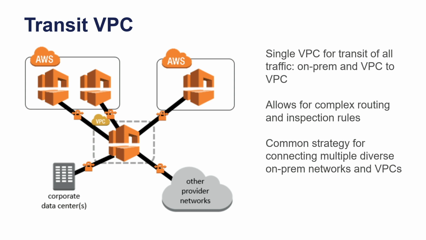Now, as our implementations become more complex, they become a little more difficult to manage. One way to simplify managing multiple connections to multiple VPCs is to have a centralized VPC where you handle all of the permissions and all of the traffic connections allowed, including on-premises to AWS, but also between VPCs. And we call that a transit VPC, that star-like topology. It's called a transit VPC.